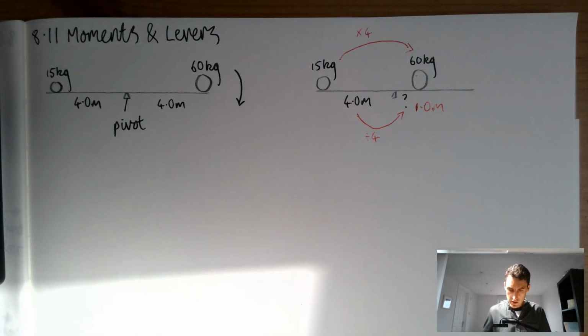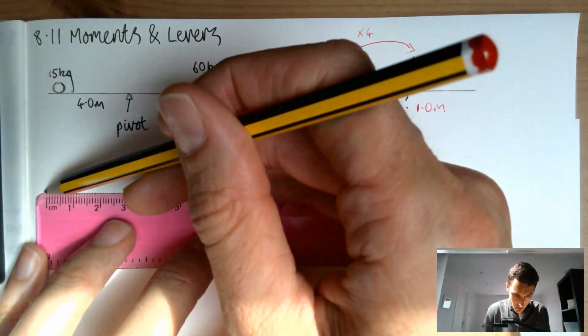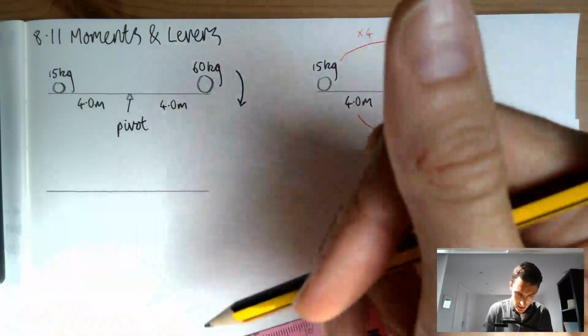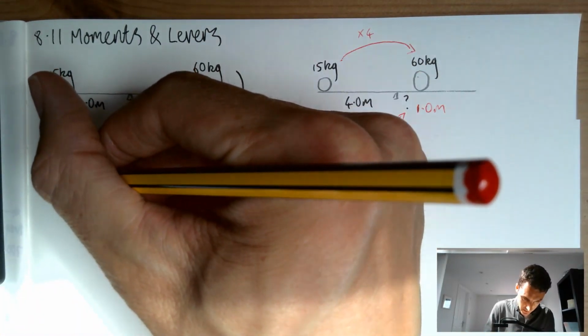So the next example I could do is maybe a year later, let's say. So here's my pivot. And now my son is 20 kilograms.